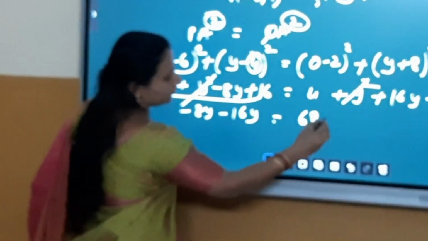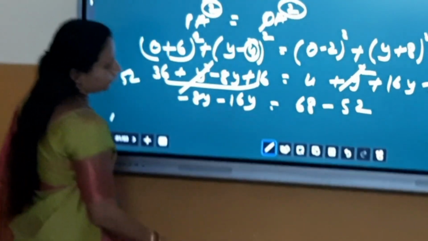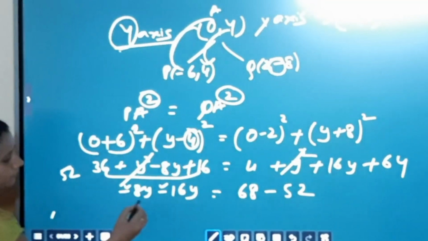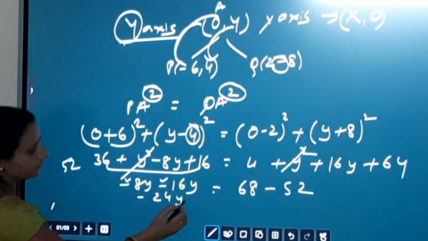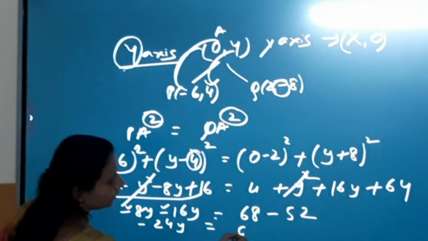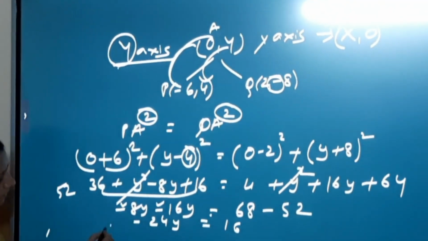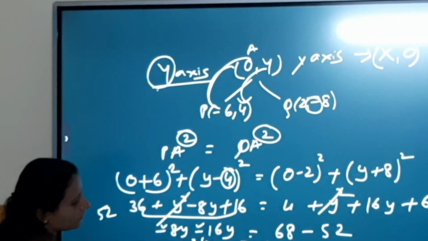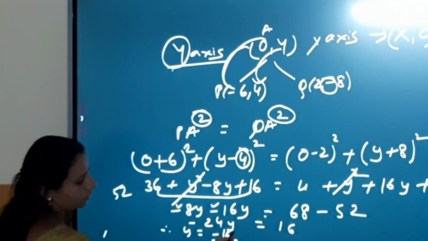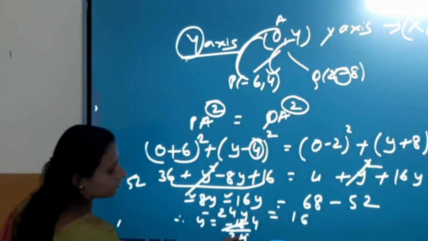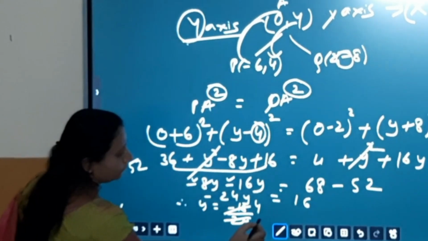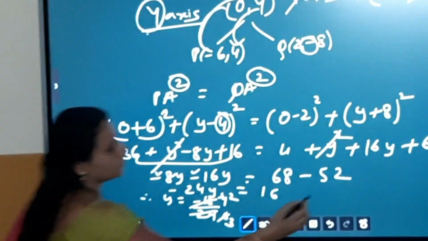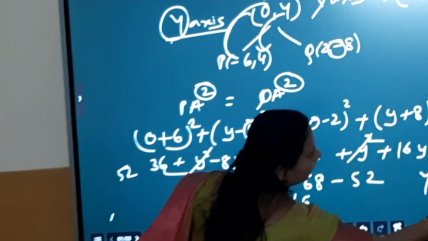So I am shifting that side because it is minus 52. Both the signs are negative, so they get added up. So it is minus 24y is equal to 16. Therefore, y is 16 upon minus 24. Now cancel them. 4 4s are 16, 4 6s are 24. So we got the value of y as minus 2 by 3.